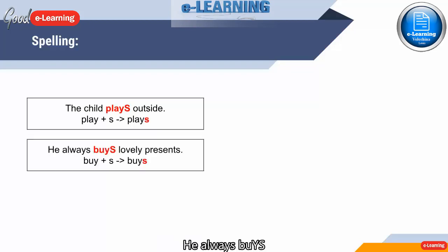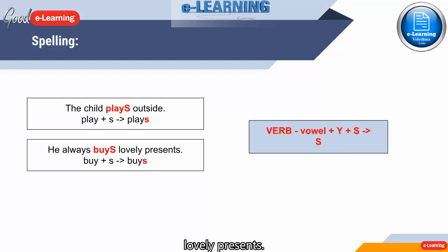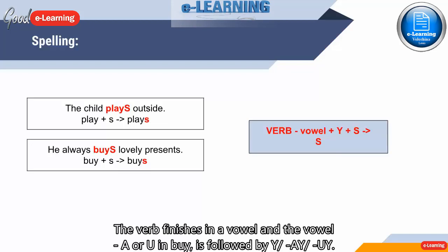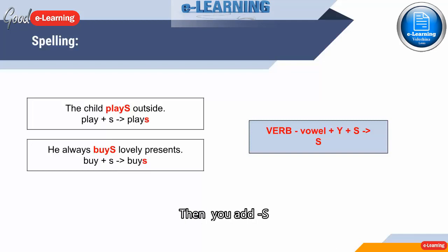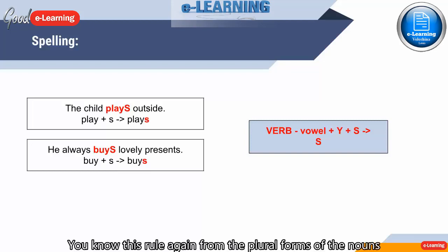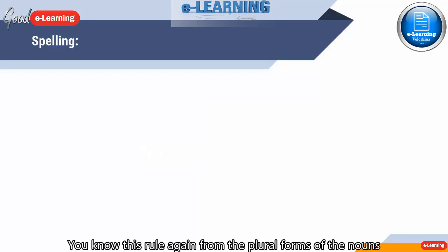He always buys lovely presents. What's the difference now? The verb finishes in a vowel, and the vowel a or u in buy is followed by y. A, y, u, y. Then you add s, and that's it. Nothing changes. You know this rule, again, from the plural forms of the nouns.